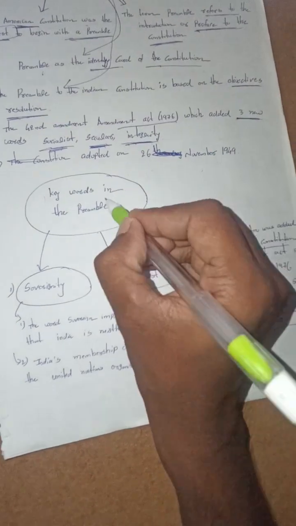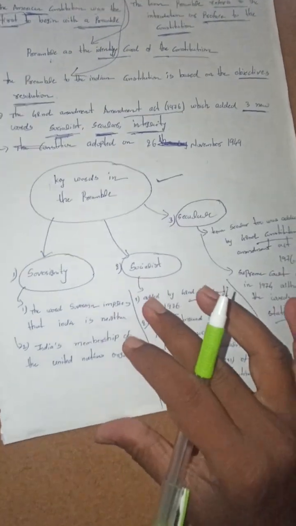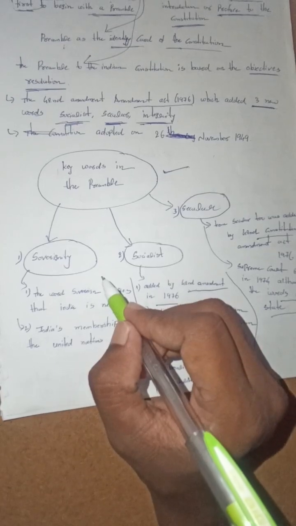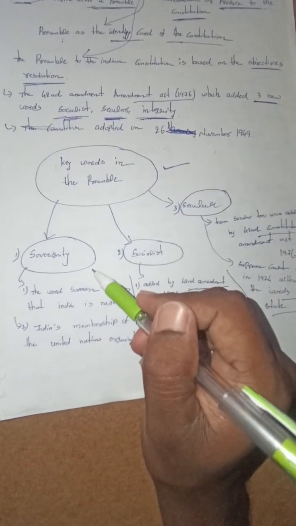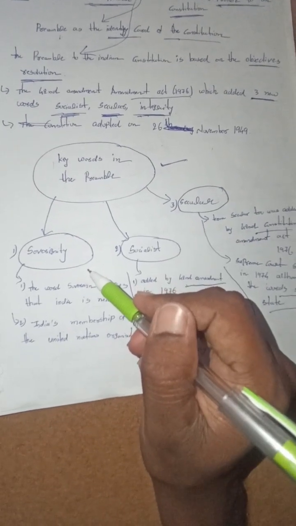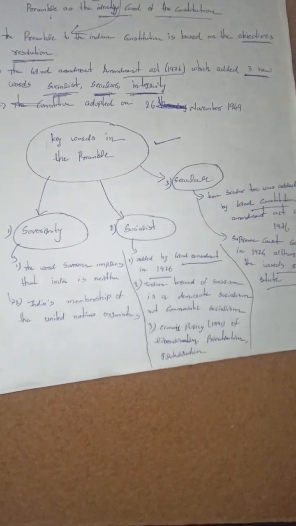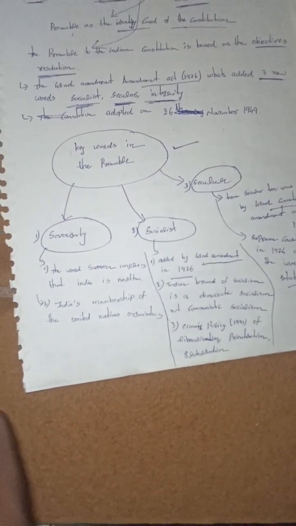So, the keywords in the preamble. Do you know what the keywords are? Sovereign, socialist, secular, democratic, republic, justice, liberty, equality, fraternity. This is a very important formula of the preamble.